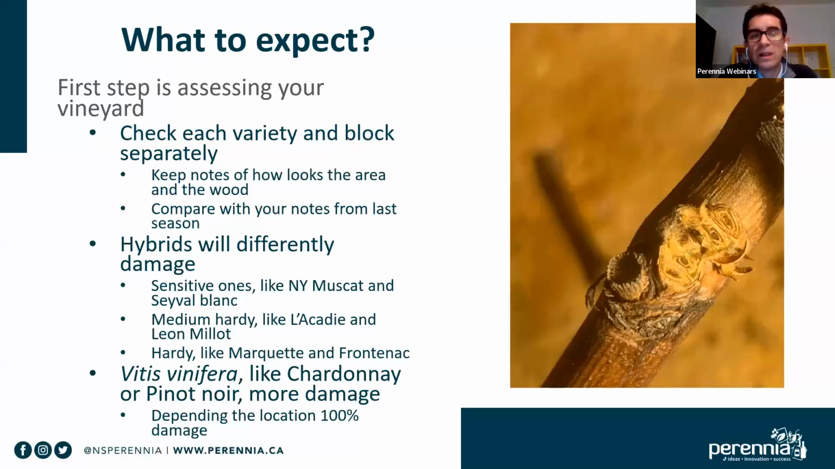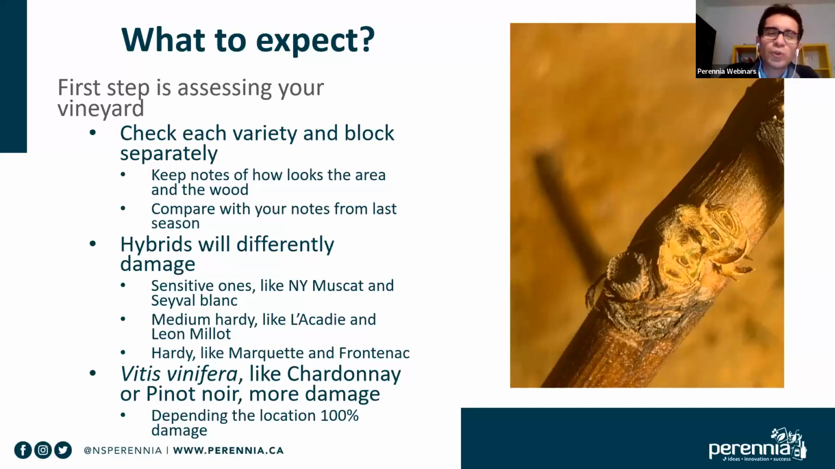So what to expect? First of all, and most important, is to assess your vineyard. You have to take a look and see what is happening there. Check each variety and block separately, okay? It's not that one variety will be useful for the whole place. No, it has to be each variety and each block. We have to keep notes of how the area and the wood look, and also look a little at the trunk. Also compare with your notes from last season throughout the season.